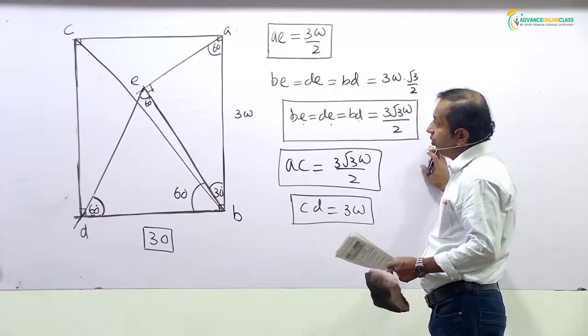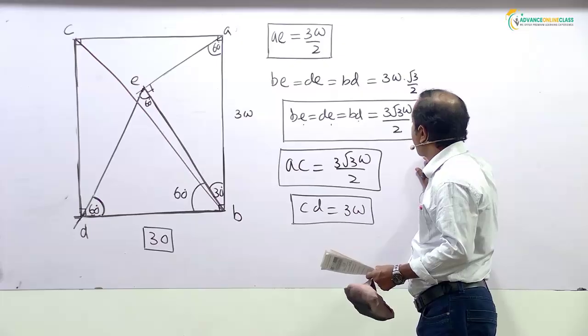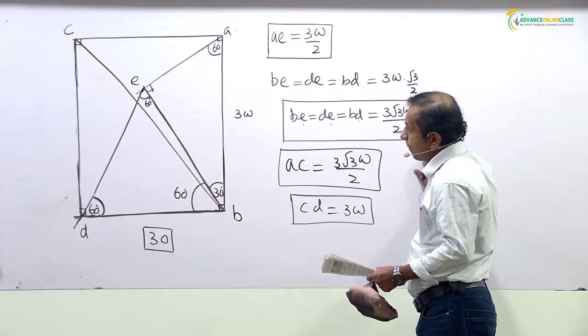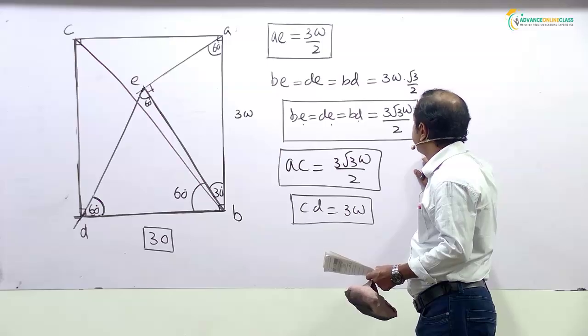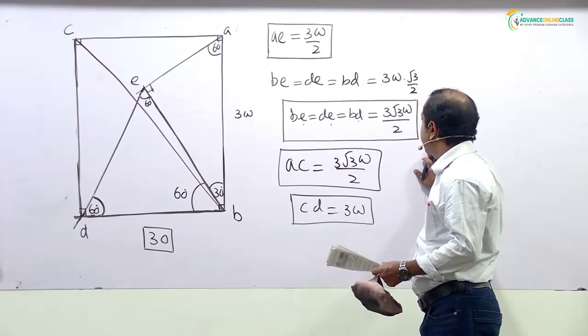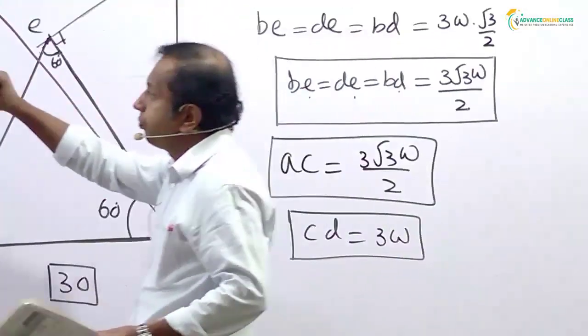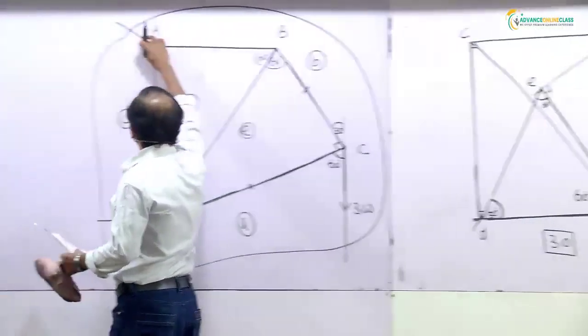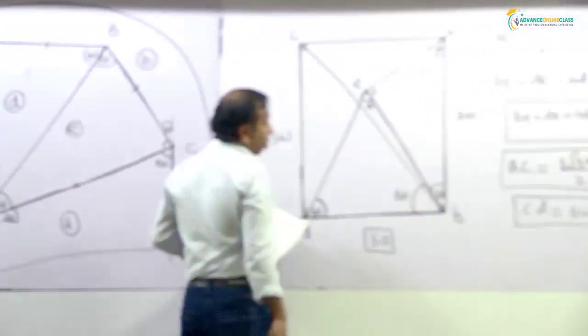Correct, no? All are found: 1, 2, 3, 4, 5. Okay. Now the reaction here at A is given by this BC. This is 3W, we found. BD we found, 3 root 3 W by 2.